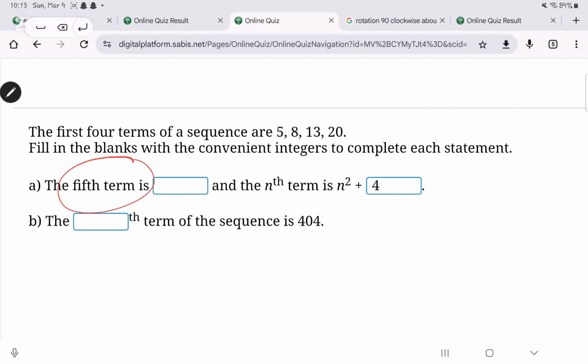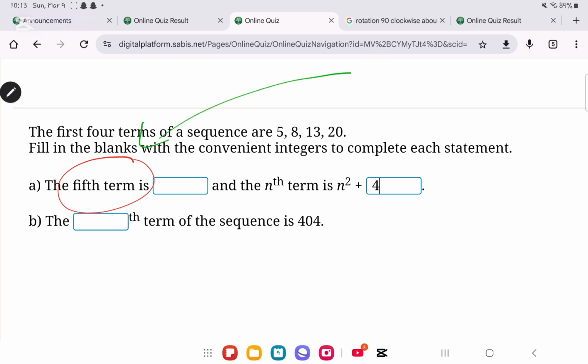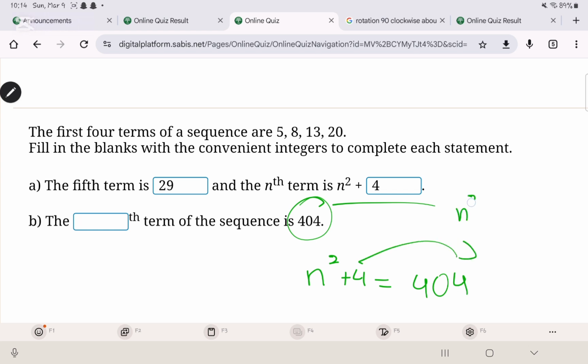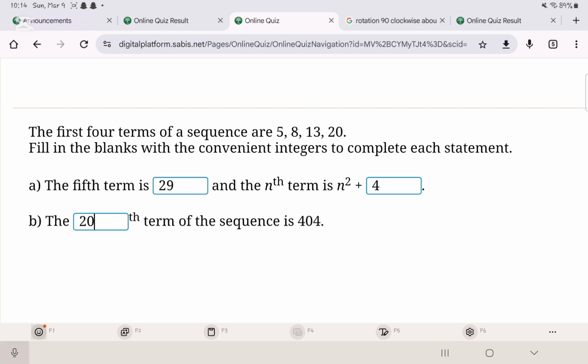Now very simply, we'll be able to find the 5th term. So the 5th term, it is 5 squared plus 4. You will put it on your calculator, and you will get an answer of 29. We move on to part B. They said the what term of the sequence is equal to 404. We know the equation is n squared plus 4 is equal to number. If the number is 404, you will bring it here. N squared is equal to 400. Then n is equal to plus or minus 20. Of course, you are going to choose plus 20 because it is a term. It cannot be a negative number. So our answer is going to be plus 20.